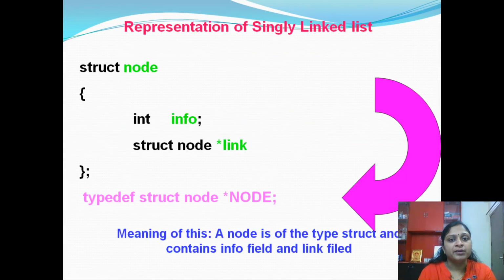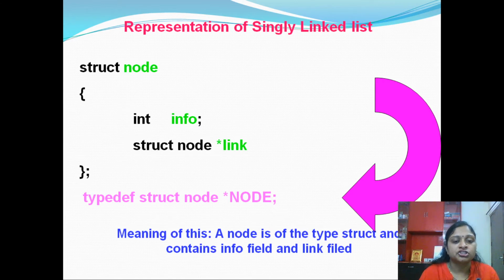Now this is the memory representation. This is how we represent the linked list in memory using a structure. As we know, using any of the built-in data types, we cannot directly represent a node, because a node contains a data part as well as a link part. That is why the solution for this is to create a structure.